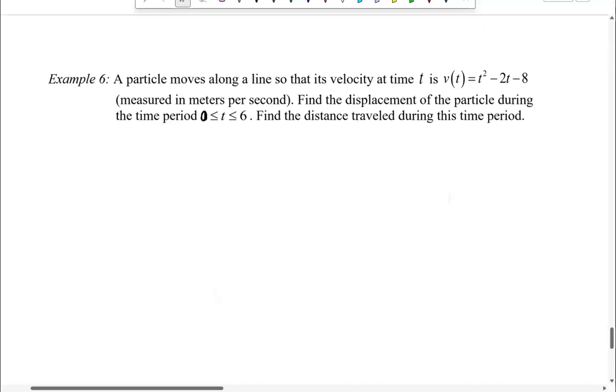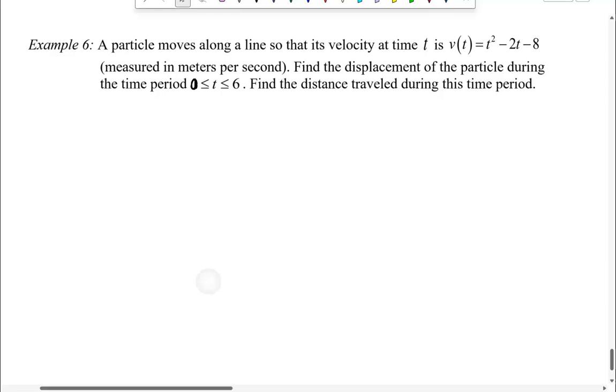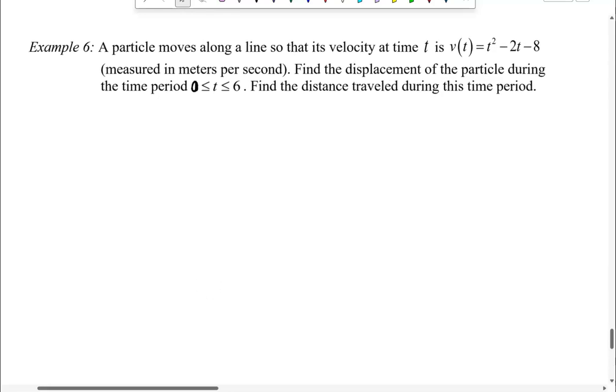So based on what we saw above, they want us to find both the displacement and the distance traveled. Let's go ahead and find displacement first. Displacement is the idea that the car goes driving north, then it turns around and goes south, and then it stops. Where does it end up? Not the total distance traveled.